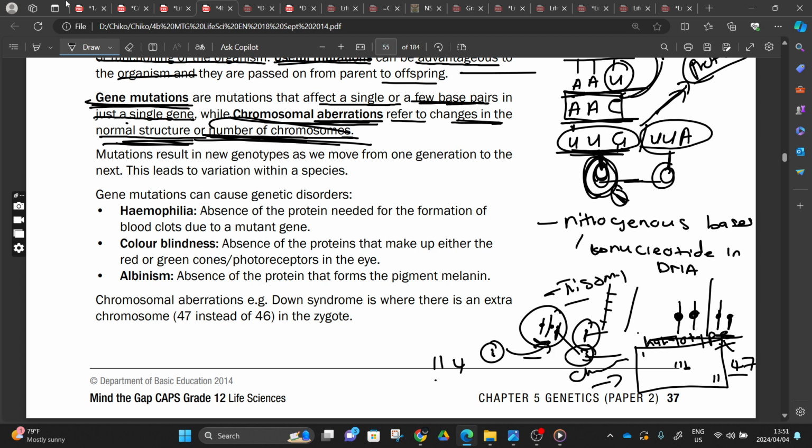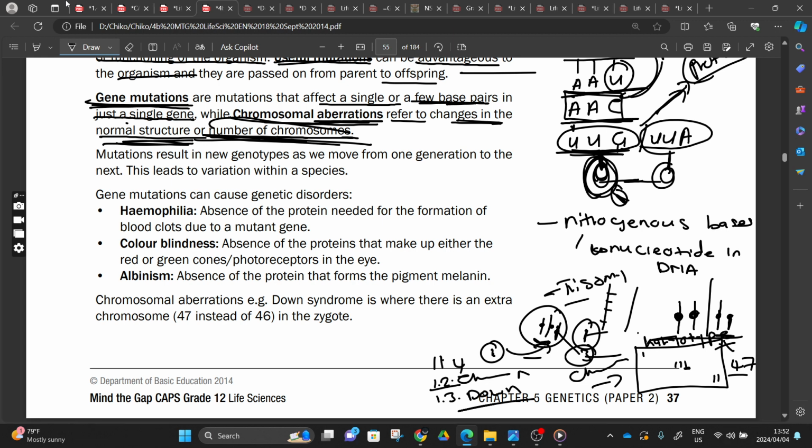In 1.1 they give you 47. In 1.2 they ask you a question, what type of mutation is this? You say it's a chromosomal mutation. And in 1.3 they can say give another example of the mutation stated at 1.2. You're going to say Down syndrome. So you see, this is how they ask those questions, right? So they will give you one example.